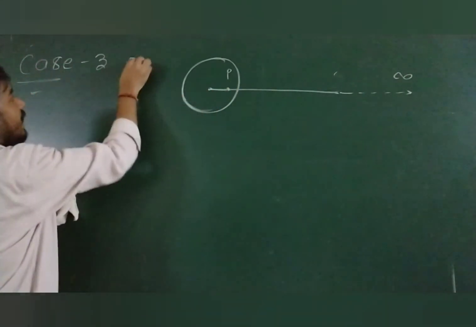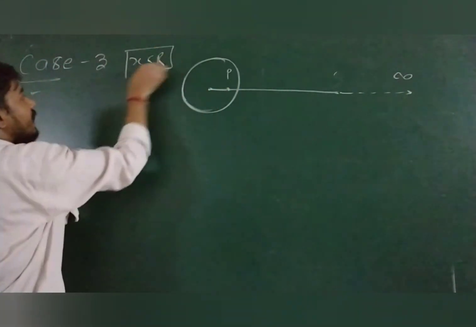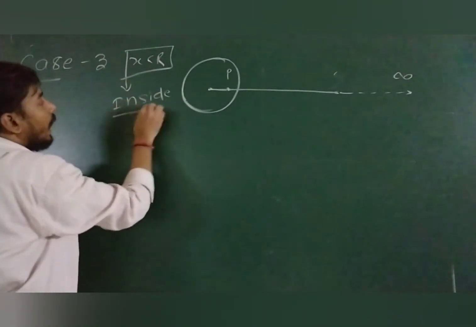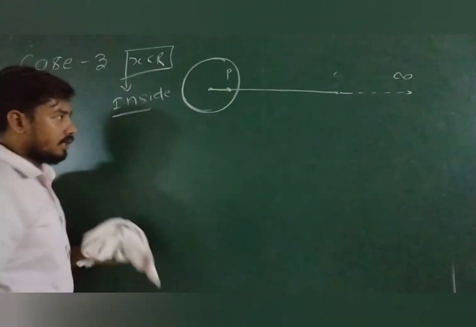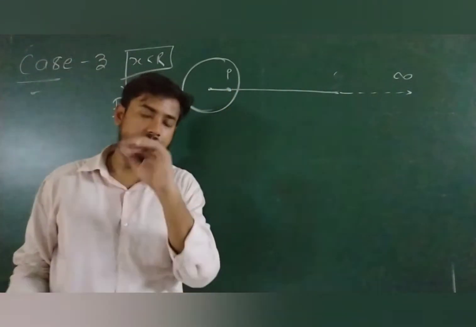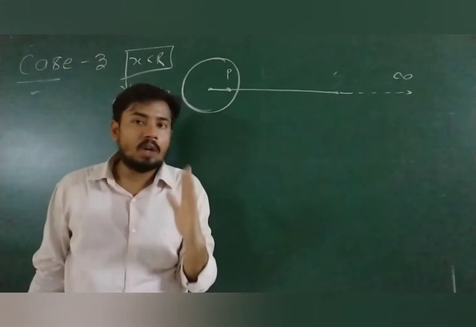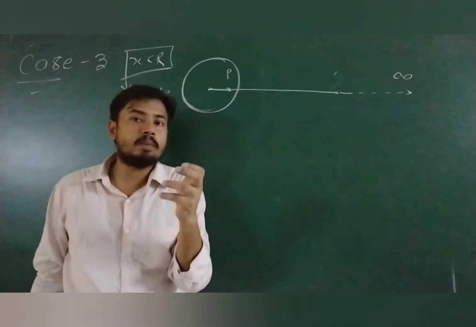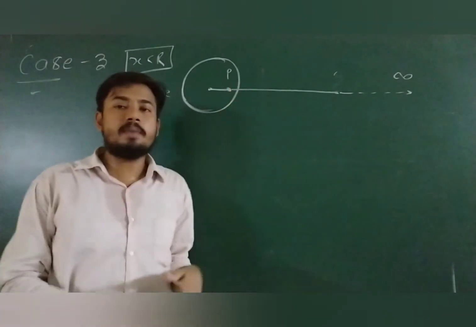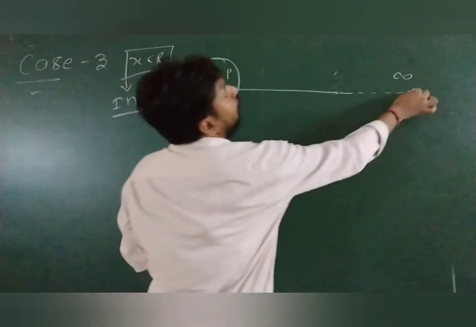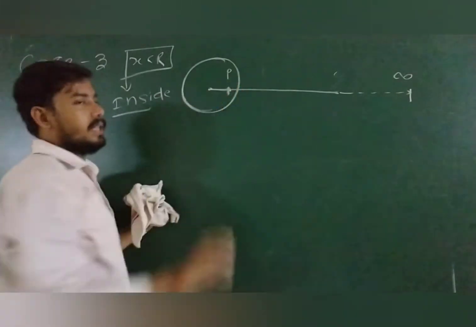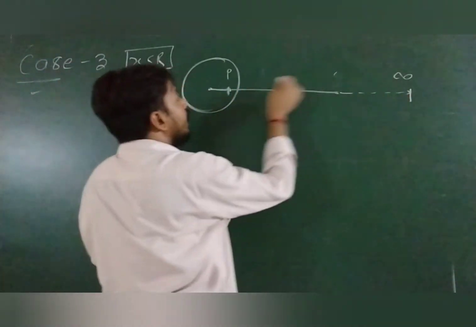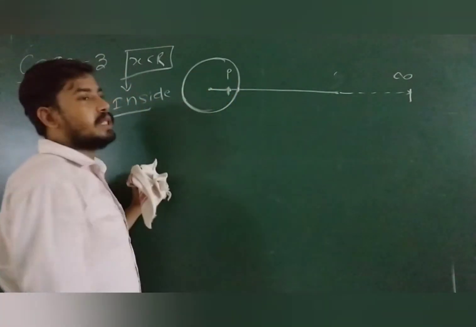Suppose I have to calculate the potential at this point P. It means x less than r. X less than r means what? Inside. So if I have to calculate the potential at this point, how can we calculate it? Potential means always the work done by an external agent to take a unit mass from infinity to this point. So first of all, you have to move from infinity to the surface, then from the surface to this point.